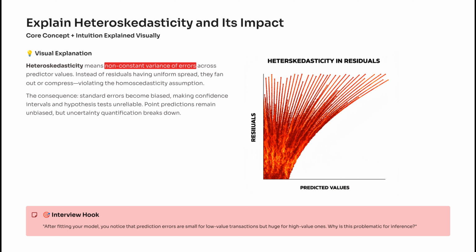Your model can still make decent predictions, but your standard errors become biased. That means your p-values and confidence intervals, the tools you use to test significance, are no longer trustworthy. In other words, you might think a variable is significant when it's not. That's dangerous in business decisions, especially when you're estimating things like revenue growth or investment risk.